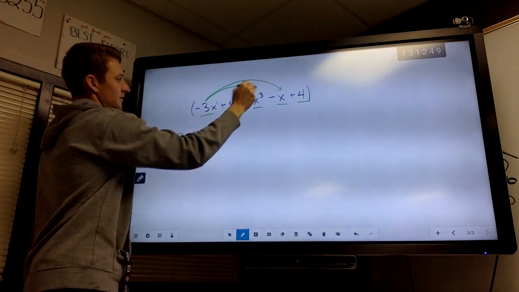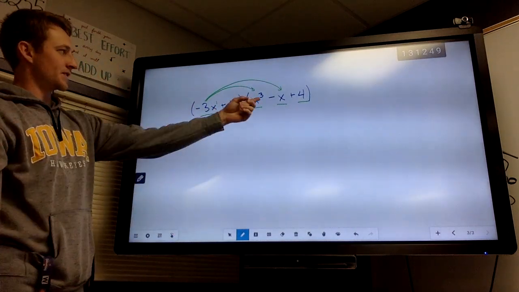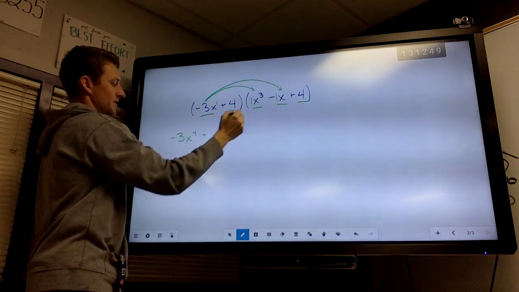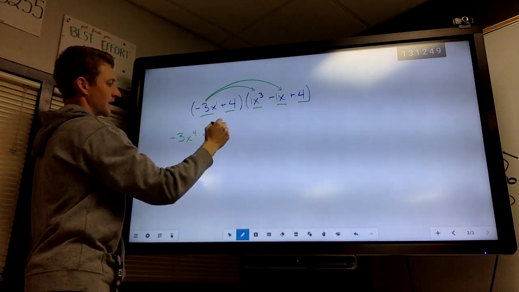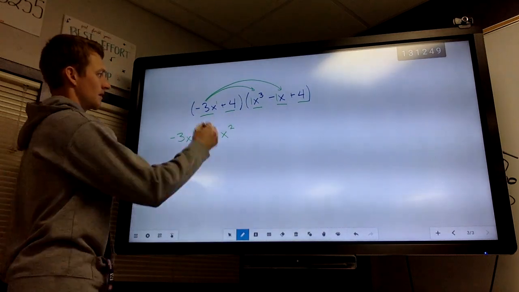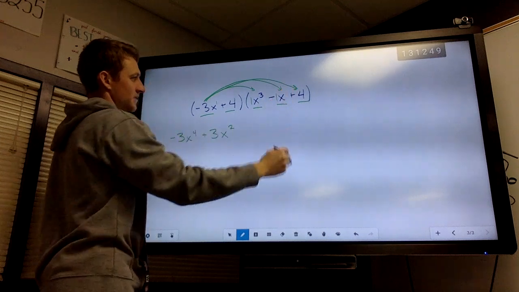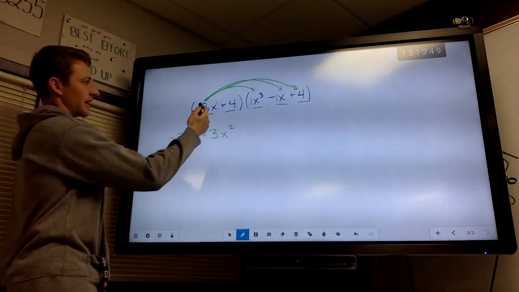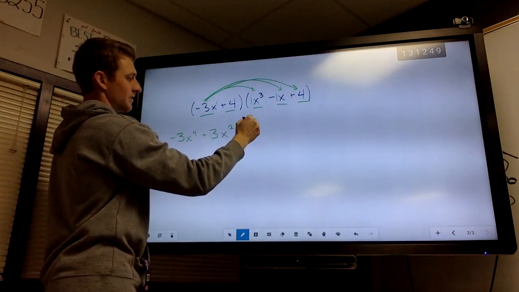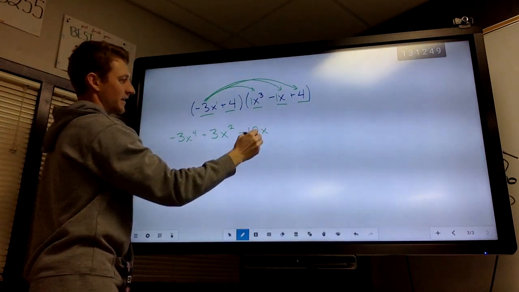We're going to distribute that negative 3x again. So a negative times a negative is a positive. 3 times imaginary 1 is 3. How many x's do we have? 2, so 3x squared. And then we have negative 3x times a positive 4. A negative times a positive is a negative. 3 times 4 is 12, and we have that x.